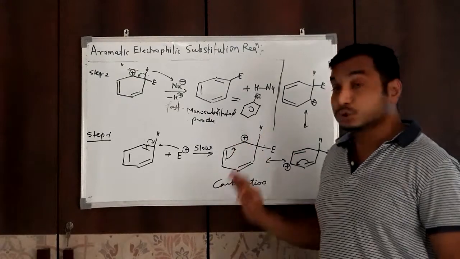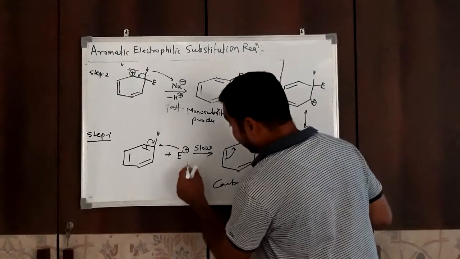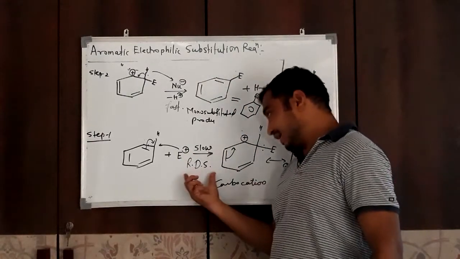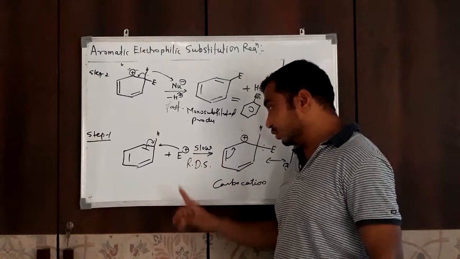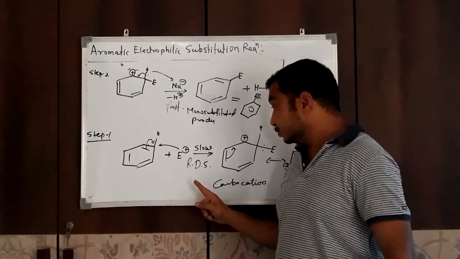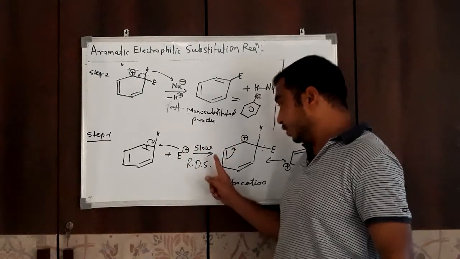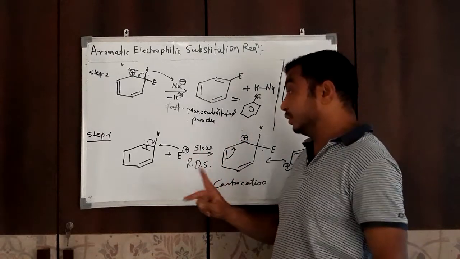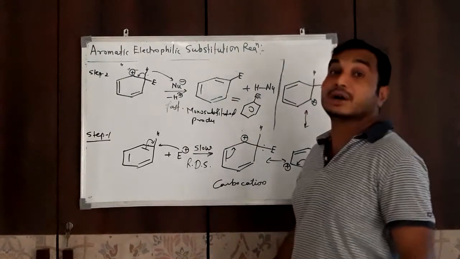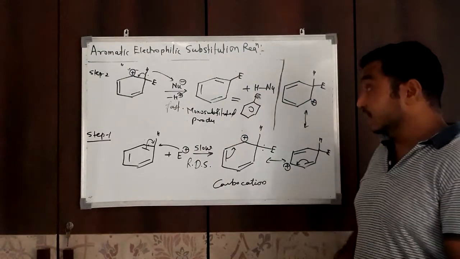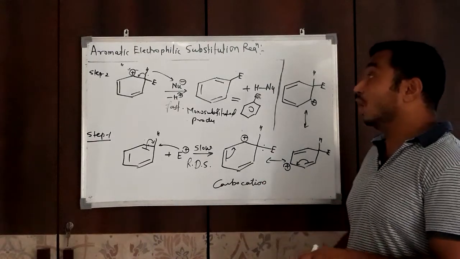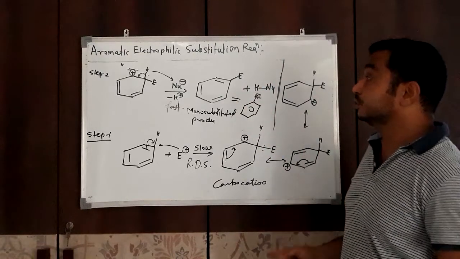The slower step is the rate determining step. As we know, the rate determining step is step 1, and the rate of this slow step depends upon the concentration of the aromatic compound as well as the concentration of E plus, meaning the reagent. So the speed of this step depends upon two types of molecules, reactant as well as reagent. Therefore, it is a second order reaction. So this is the common mechanism for all types of aromatic electrophilic substitution reactions.